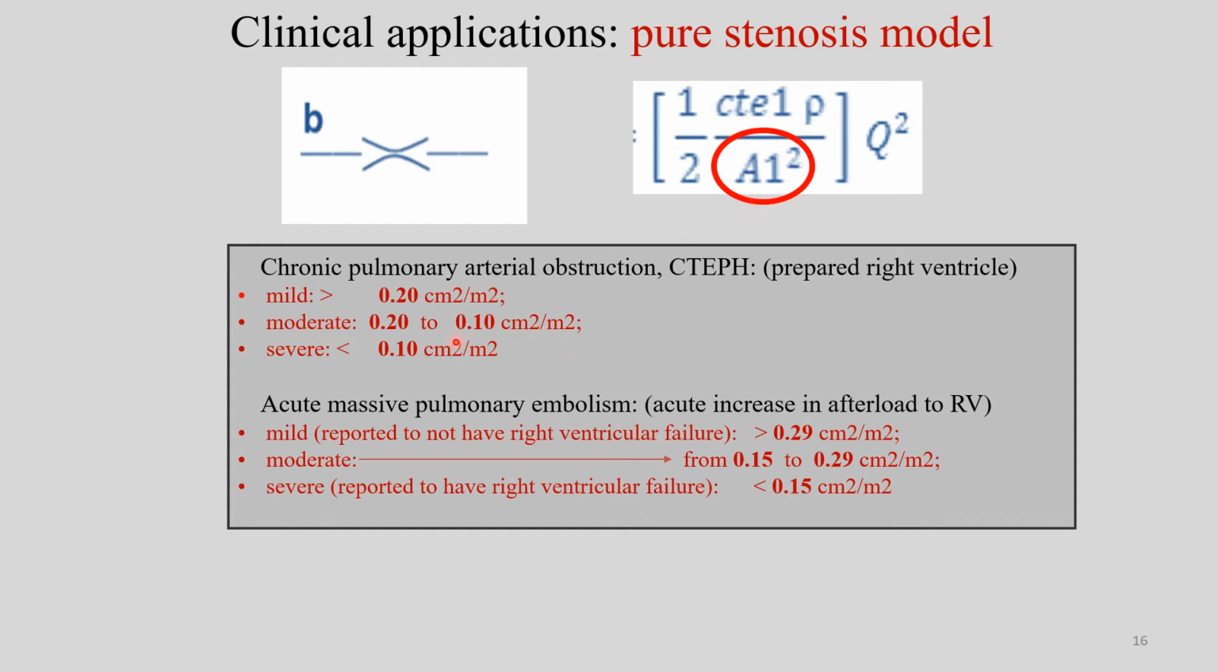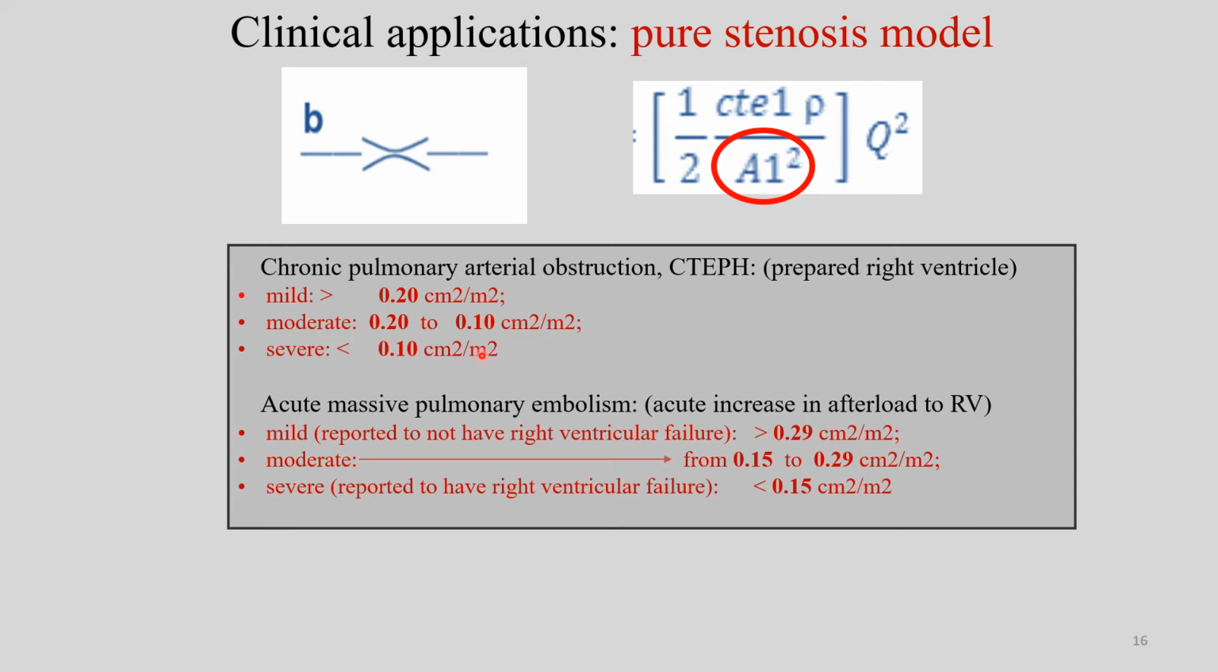And by doing that and looking at the literature, you have two situations. One is a situation that's chronic, allowing the right ventricle to get hypertrophy and get good performance. And you would have cases of severity. When this term that you extract from the data comes to 0.2 or more centimeters squared per body surface area, then it would be just a mild obstruction. And when this term becomes less than 0.1 centimeters per meter squared, then it could be severe.